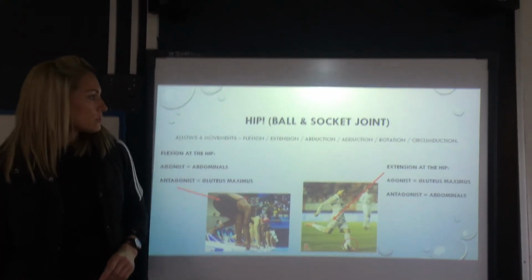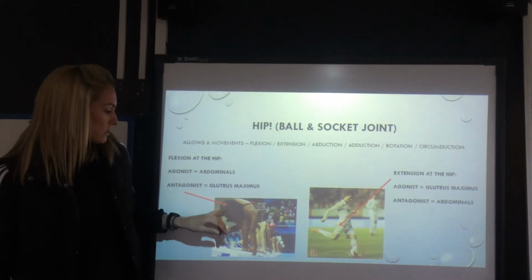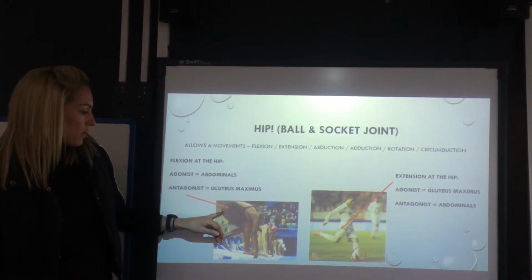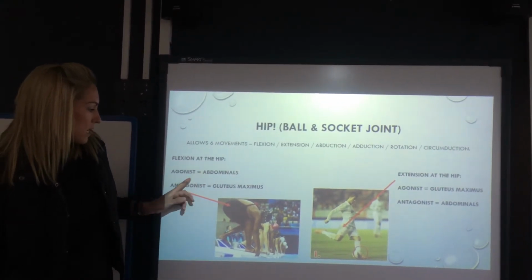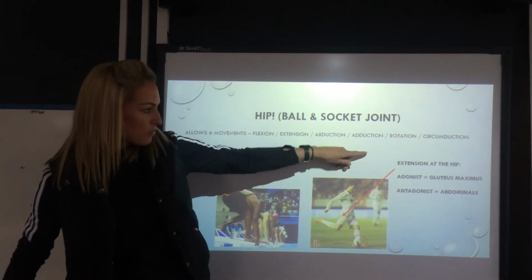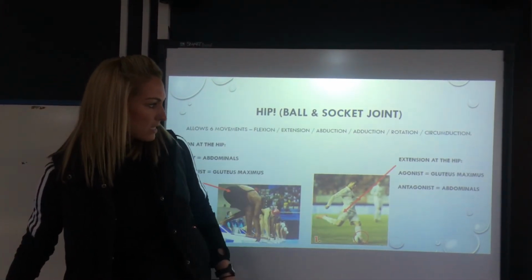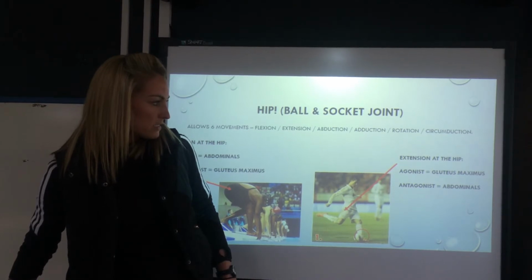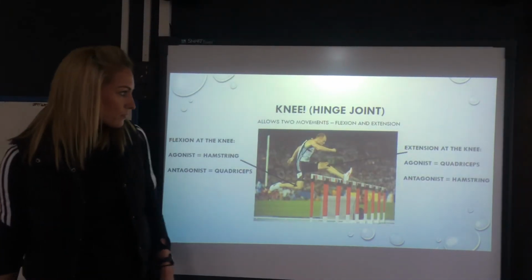Hip, again, ball and socket joint, so it has a lot of movements. Here's an example of flexion at the hip, alright, which is the abdominals as your agonists, gluteus maximus as your antagonist. Here is an example of extension at the hip. Agonist is the gluteus maximus, antagonist is the abdominals.